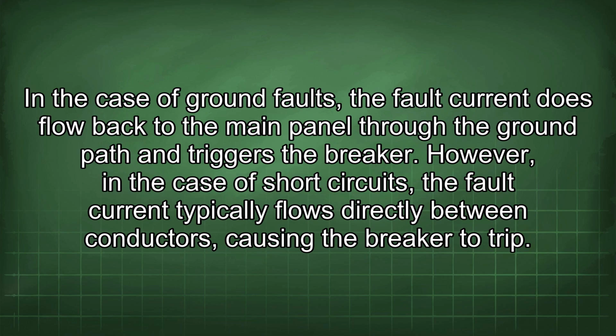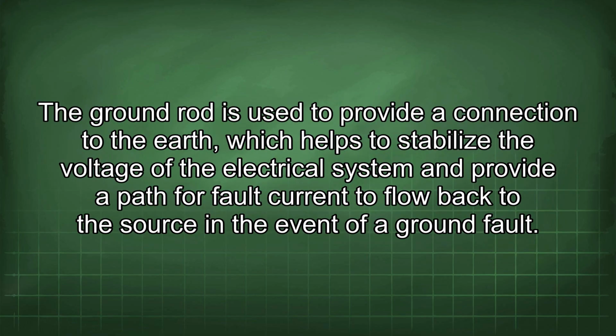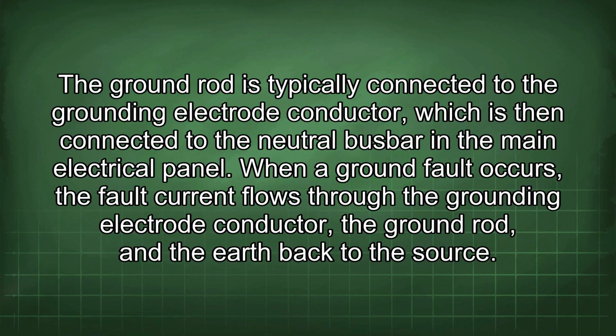the breaker to trip. In a grounded electrical system, the neutral conductor is intentionally connected to ground at the service entrance. This connection provides a low impedance path for fault current to return to the source, which helps to quickly trip the circuit breaker or fuse and clear the fault. The ground rod is used to provide a connection to the earth, which helps to stabilize the voltage of the electrical system and provide a path for fault current to flow back to the source in the event of a ground fault. The ground rod is typically connected to the grounding electrode conductor, which is then connected to the neutral busbar in the main electrical panel.